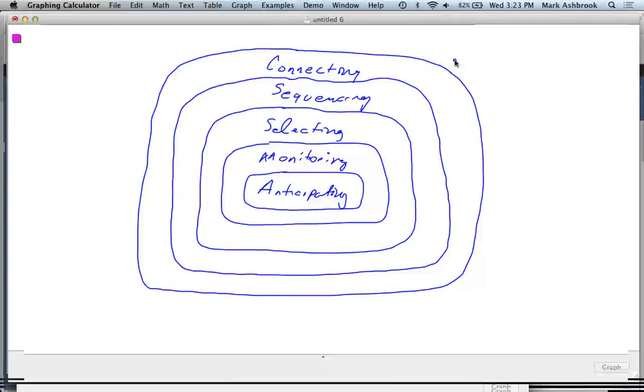Why like this? Grant. They build on each other. So anticipating is at the core of it all. So to better monitor your students, you should be anticipating their solutions. Okay. And then selecting builds on monitoring, which builds on anticipating. So it's kind of like a stage diagram. Okay. Any other thoughts on that?